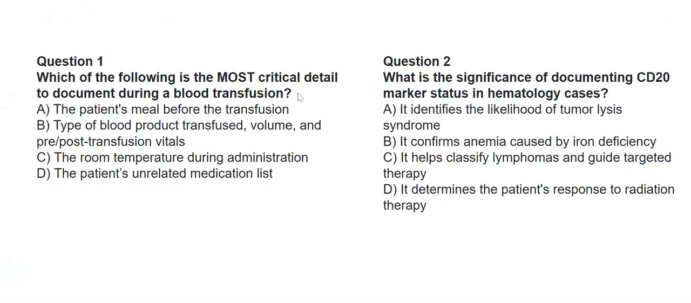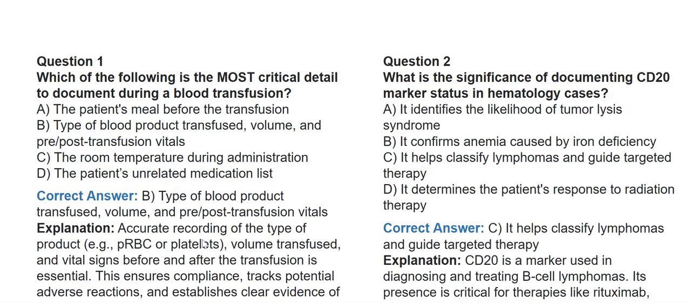Question 1. Which of the following is the most critical detail to document during blood transfusion? Is it A, the patient's meal before the transfusion, B, type of blood product transfused, volume, and pre-post transfusion vitals, C, the room temperature during administration, or D, the patient's unrelated medication list? Definitely it's B, as accurate recording of the type of product, example, PRBC or platelets, volume transfused, and vital signs before and after the transfusion is essential.